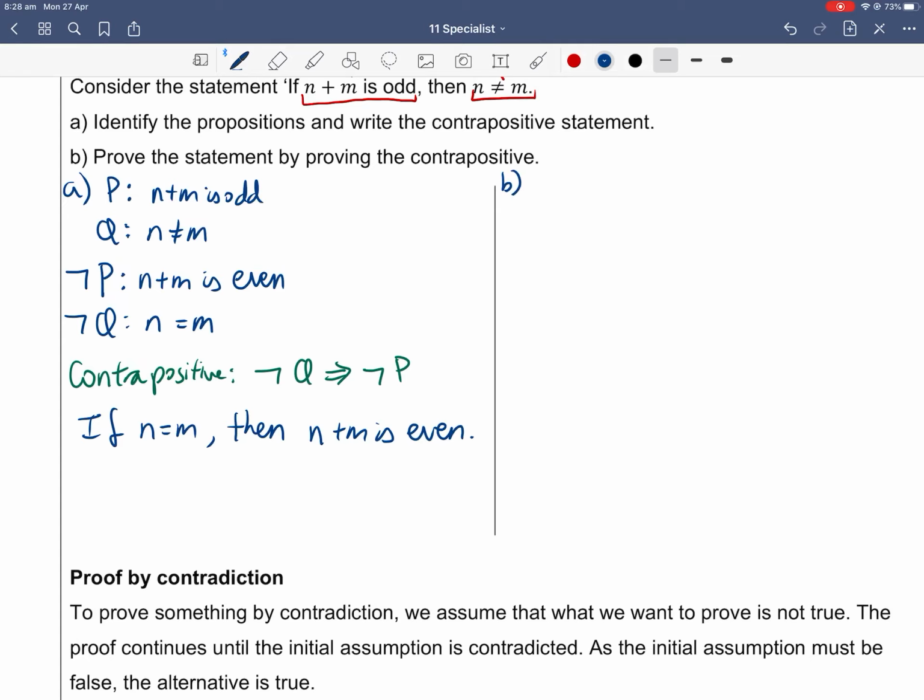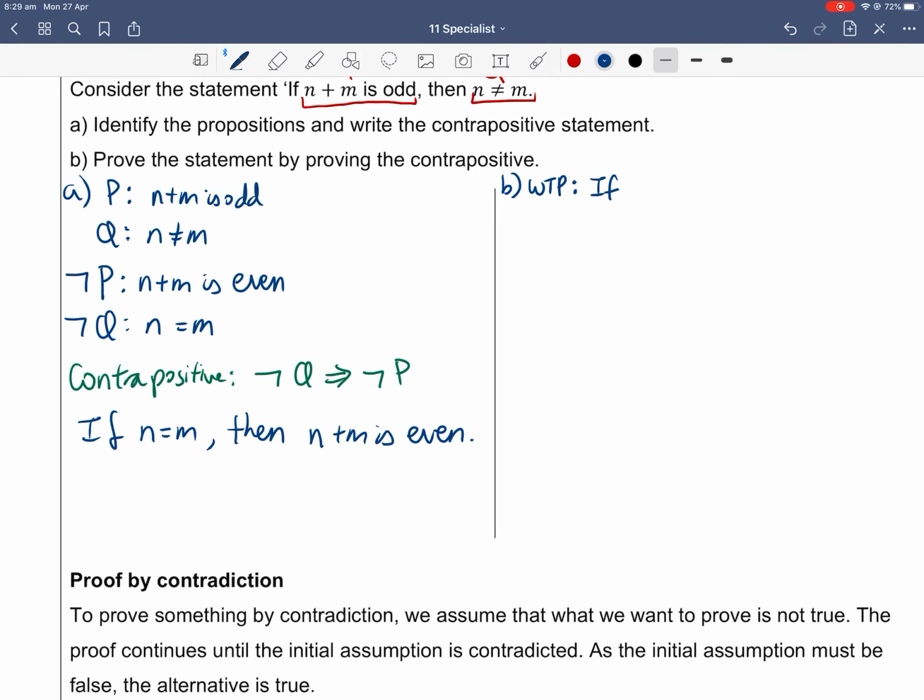Part B says prove the original statement to be true by proving the contrapositive. Okay, so remember when we start off with proofs, we always write down what we want to prove so that we have a goal to aim towards. So WTP, want to prove. Originally, we wanted to prove if n plus m is odd, then n is not equal to m. We are going to prove by contrapositive. Sorry, not contradiction, contrapositive. I can't spell.